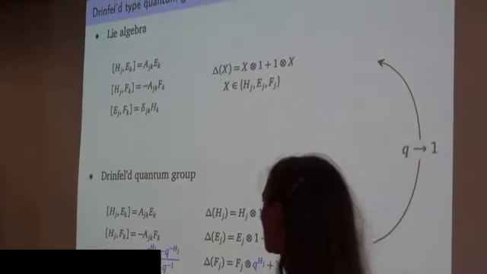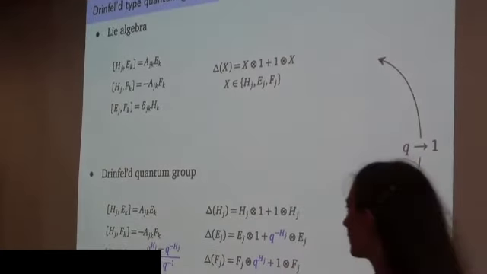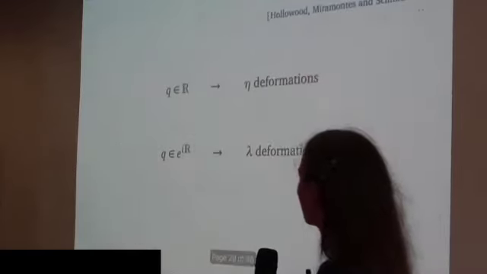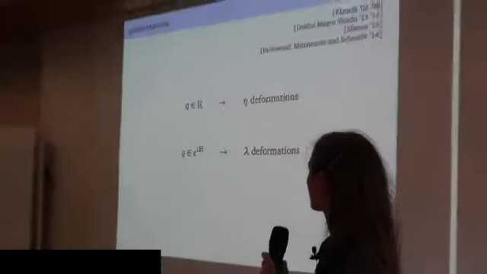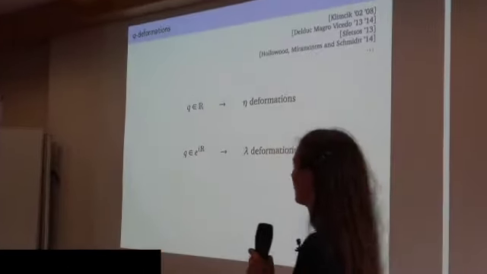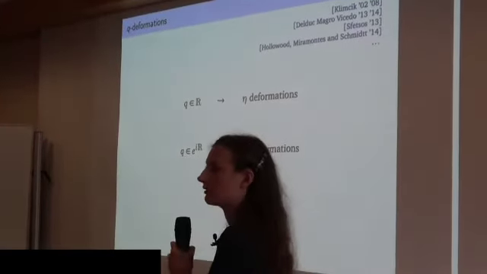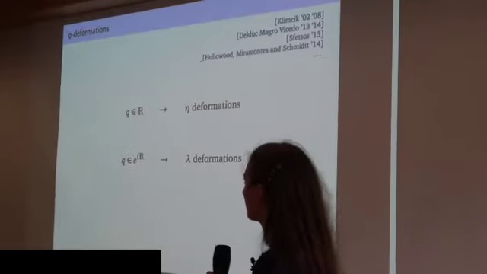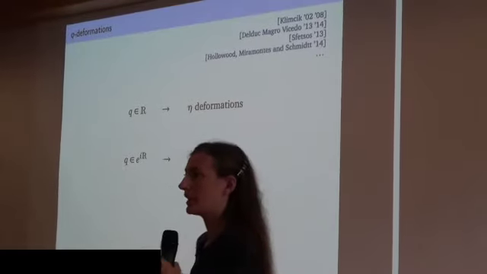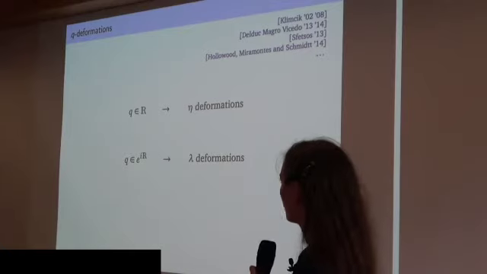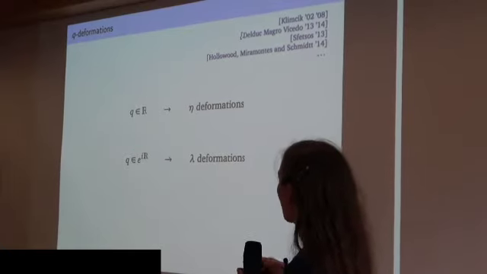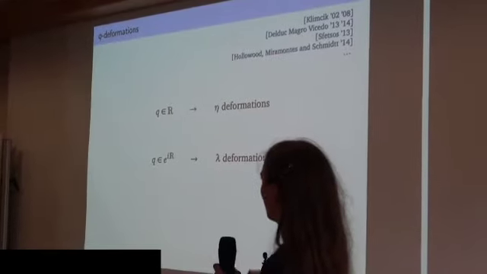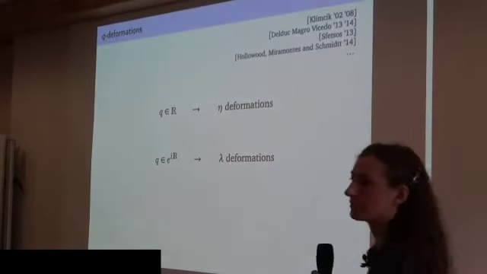So q is a complex number. However, the representation theory is rather different whether you take q being a phase or q being real. And in fact, the eta deformations that I have been mentioning correspond to q being a real number. And this q will actually be related to the deformation parameter eta of the eta deformation. But as a side remark, there also exist q deformations with q being a phase, and these are called the lambda deformations.